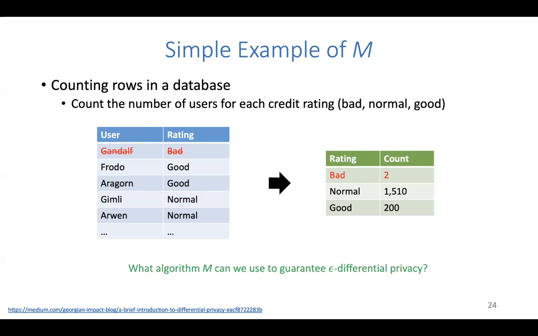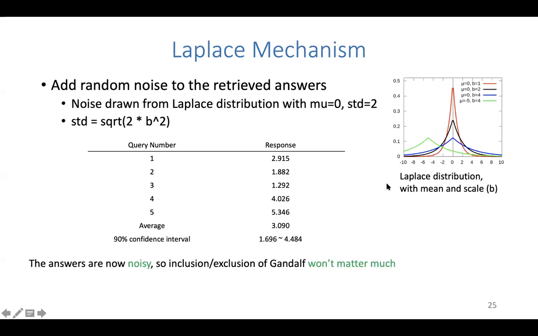So in this scenario, in this setup, what algorithm M can we use to guarantee epsilon differential privacy? What can we do to prevent this kind of thing from happening? We can use something called the Laplace mechanism. The Laplace mechanism is not something too difficult. The basic idea is to add random noise to the retrieved answers.